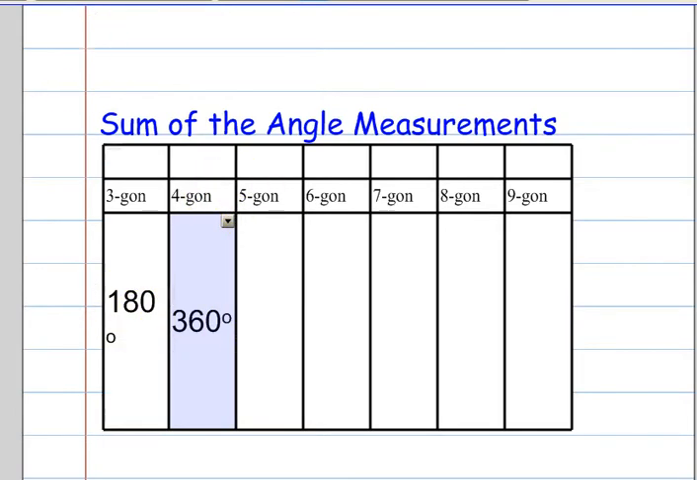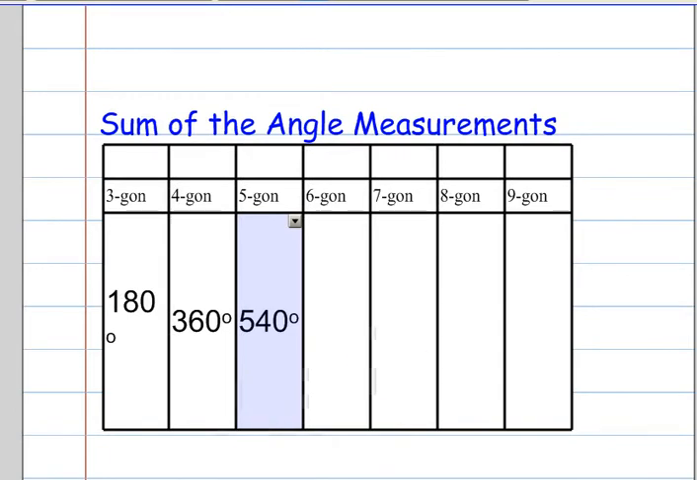Well, what do you notice is the difference between 180 and 360? Well, some of you may figure out that's 180. So if I were to add 180 to 360, what number would I get? If you said 540, you were absolutely correct. But is that really the sum of the measure of the interior angles of a five-gon or a pentagon?